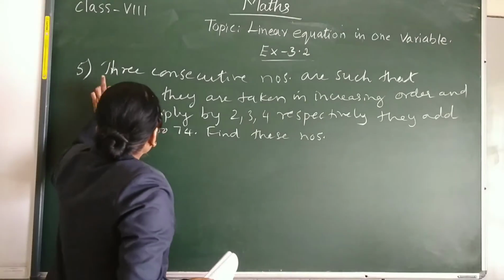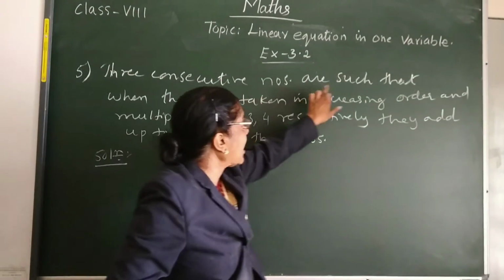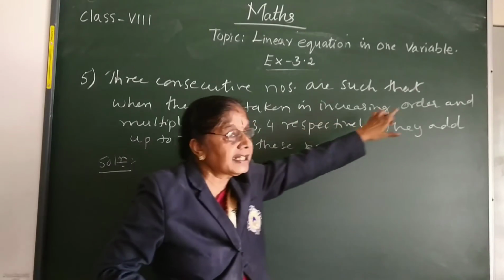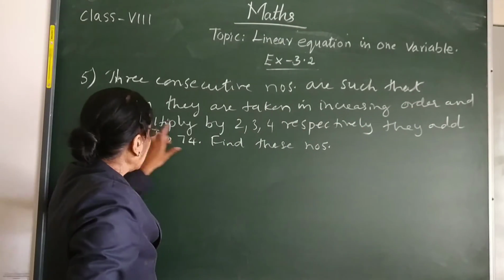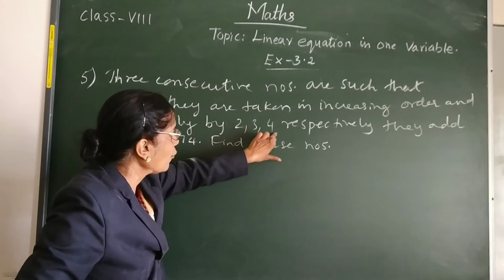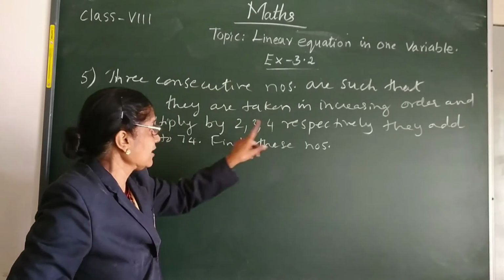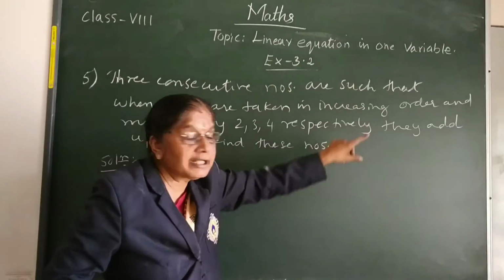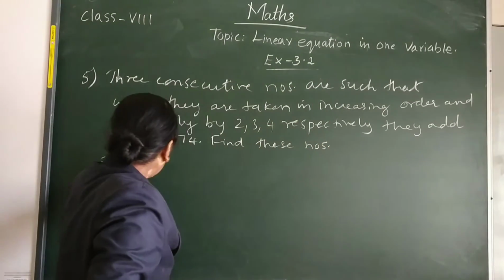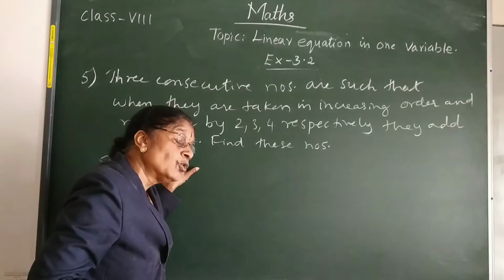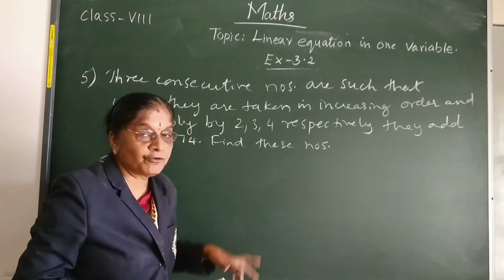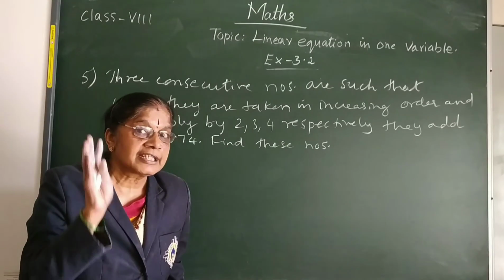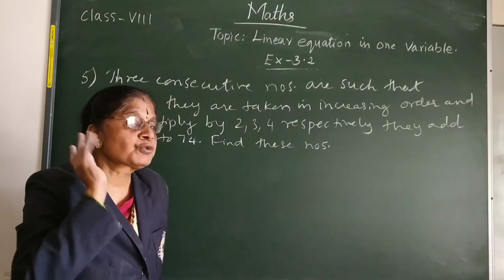Let us see. 3 consecutive numbers are such that when they are taken in increasing order and multiplied by 2, 3, 4 respectively, means the first number should be multiplied by 2, the second number by 3 and the third number by 4, then they add up to 74. The sum of those 3 numbers will become 74. What are those numbers? Already I told you, x, x plus 1 and x plus 2 are the consecutive numbers.